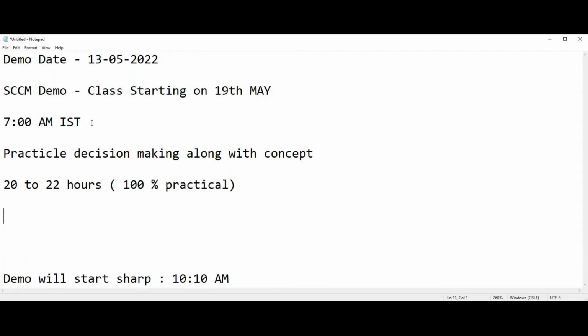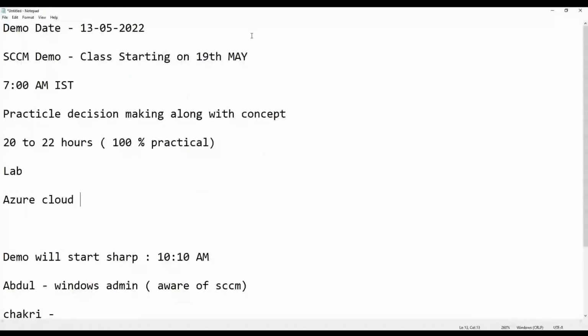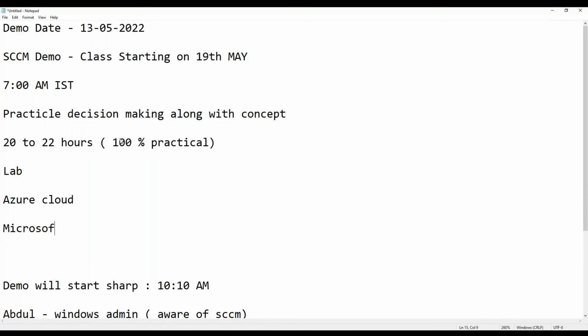Okay. Now, when it comes to lab, how will the lab be? The lab will be in a complete Azure cloud. Okay. Now, if you want Azure cloud, you will ask me, there is some cost involved. Yes, obviously there is some cost involved, but Microsoft gives a free $200 credit per credit card. So we can use this option.